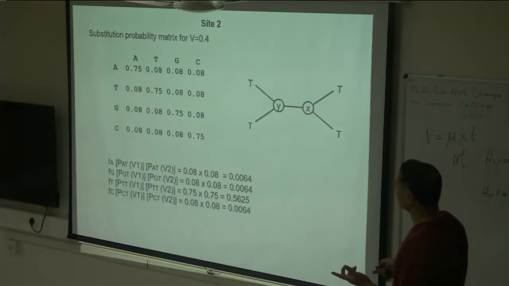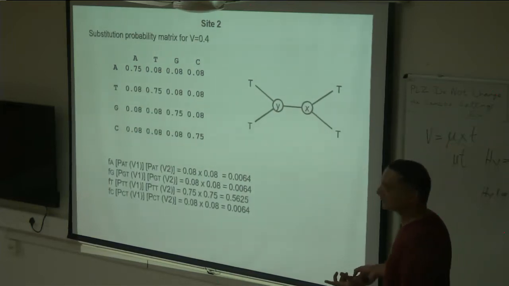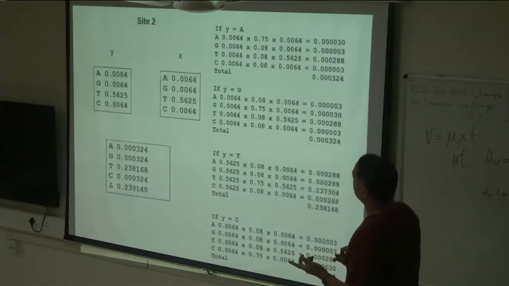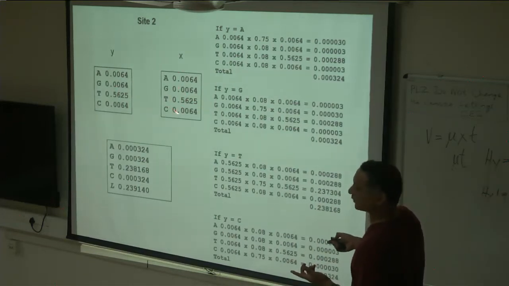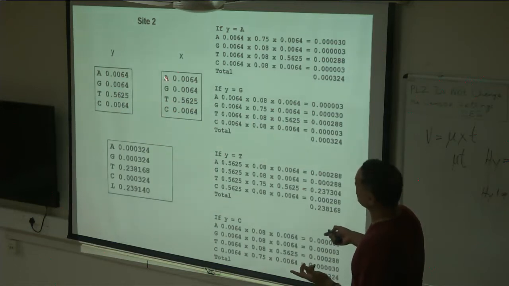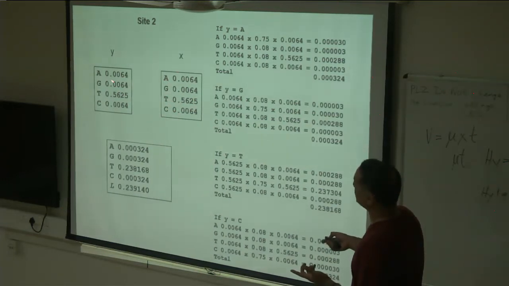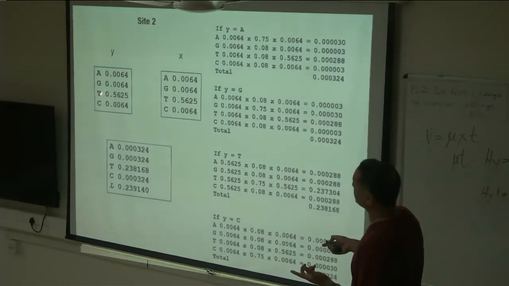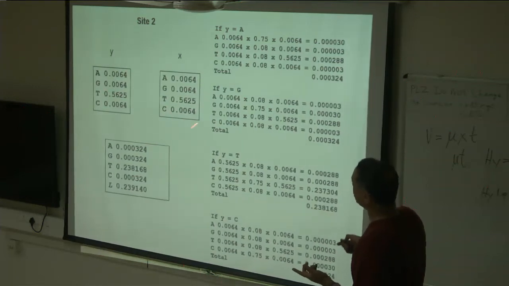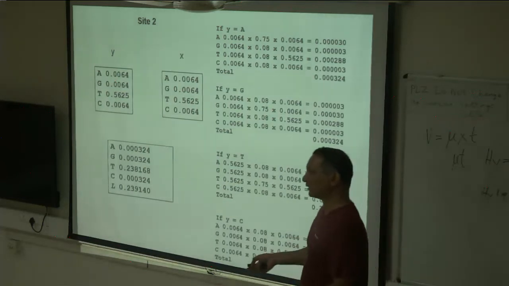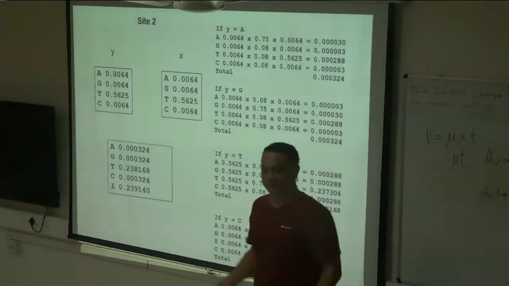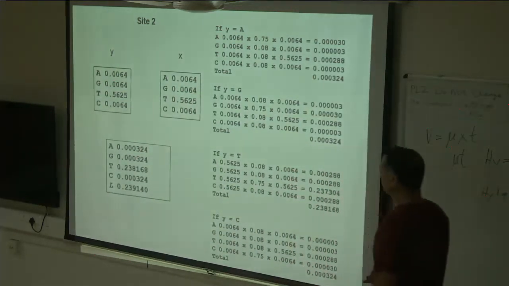Site number two, we need to do the same thing again. So I actually did that for site number two. That's the probability for site number two. The ancestral state is A, G, T, and C, and then you do all those multiplications wherever there is a change. You multiply it again by 0.08, if there is no change by 0.75, and so on.